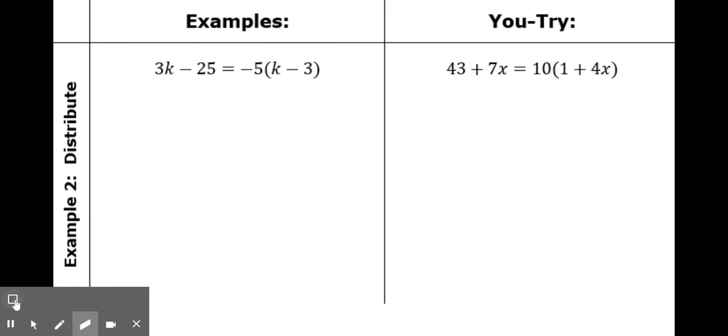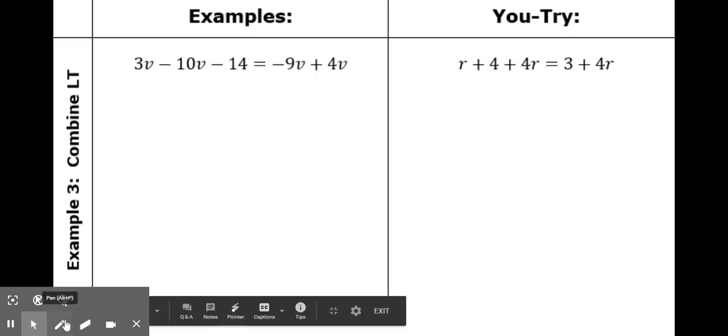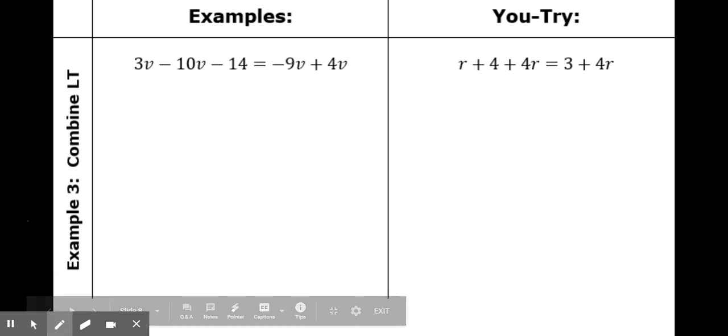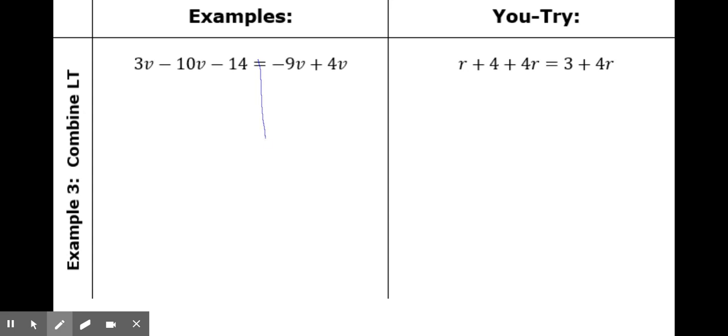I'm going to clear my screen, and let's look at example 3, combining like terms. So problem number 3. I have a pretty long equation, so that needs to be simplified. It needs to be condensed. Take a look at the left-hand side. I have 3 terms. I see 3v, negative 10v, and negative 14. I need to combine like terms, and like terms are terms that have the same letter.